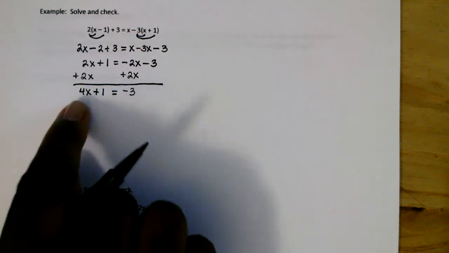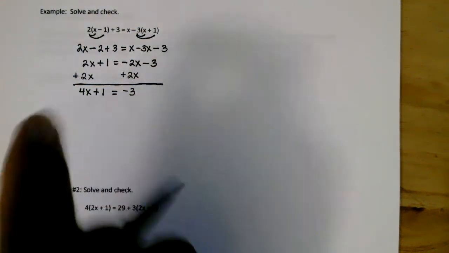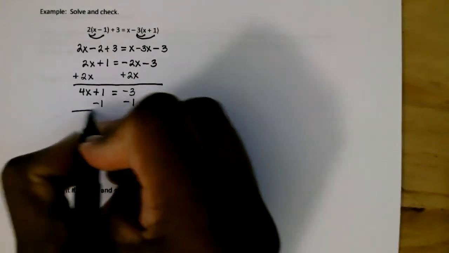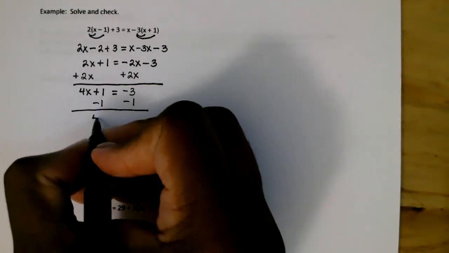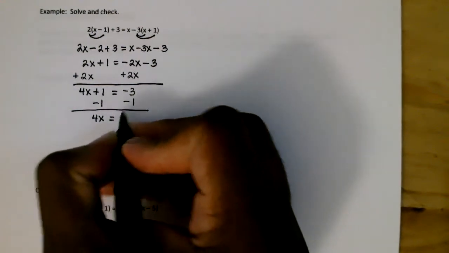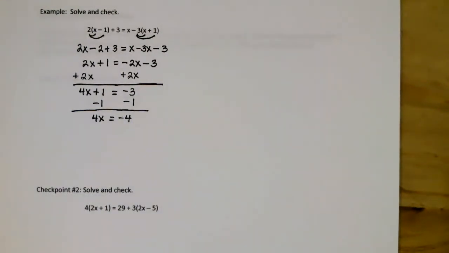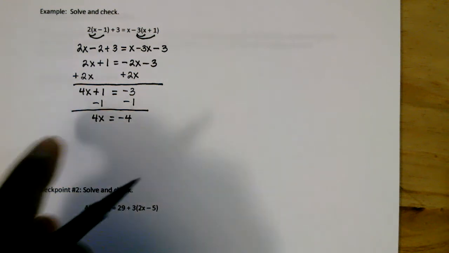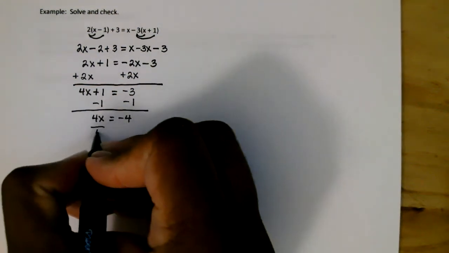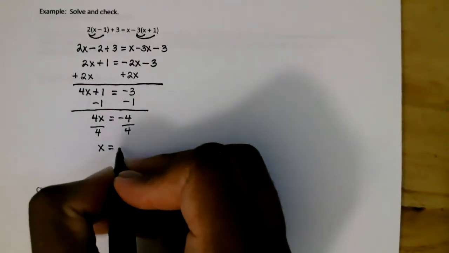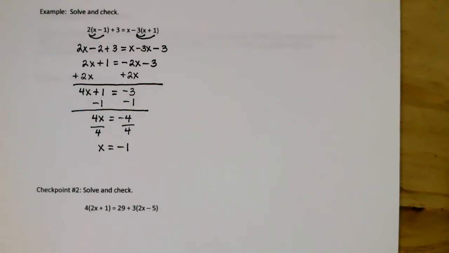Now I need to get 4x by itself. I'm adding 1, so the opposite of adding 1 will be to subtract 1 on both sides of this equation. So here we got 4x is equal to negative 3 minus 1 would be negative 4. So 4x equals negative 4. And then to solve for x, I'm multiplying it by 4. I need to divide both sides by 4. So I'm going to end up with x equaling negative 1. Now that's my proposed solution for this equation.